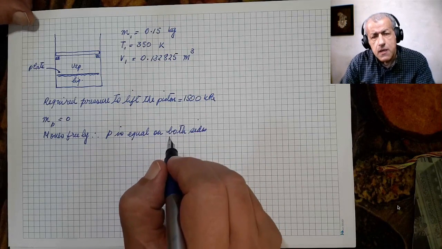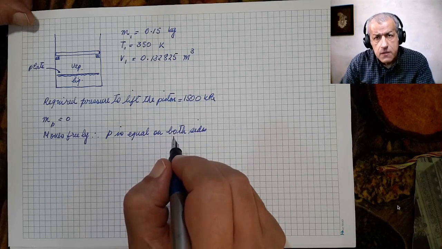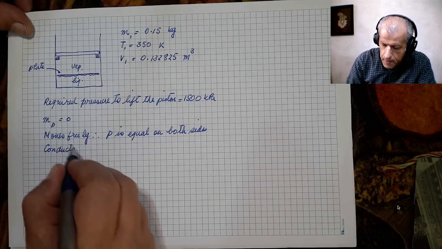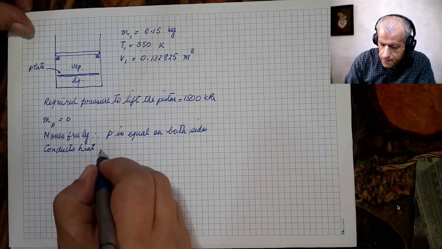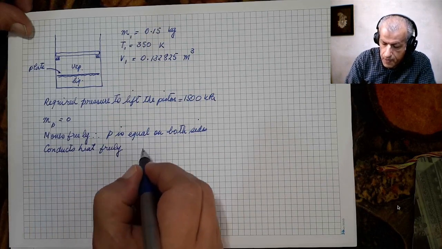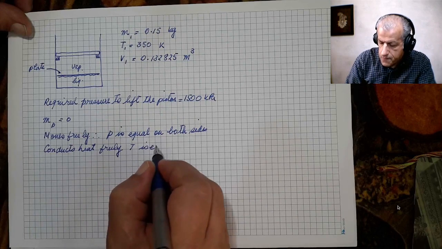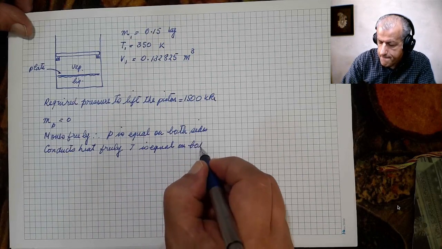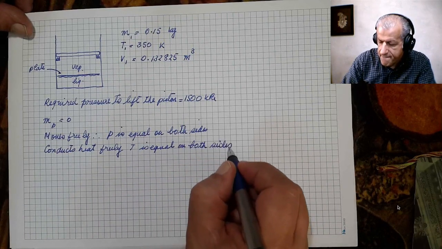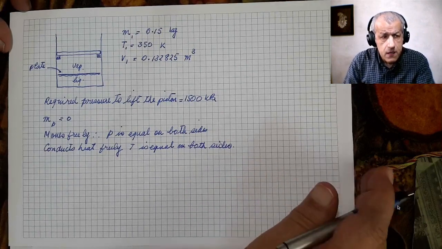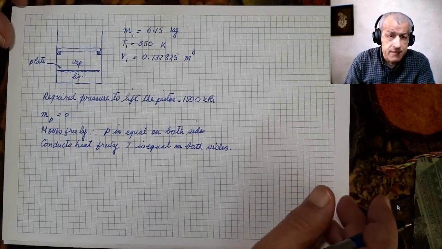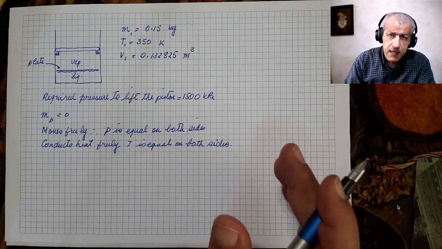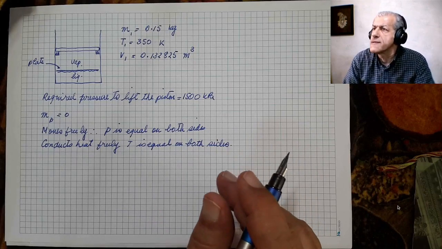And also it conducts heat freely. Therefore, T is equal on both sides. The only thing that cannot go through this plate is mass. The rest of the things are good. The rest of things can move. It's only mass that does not go through this plate.